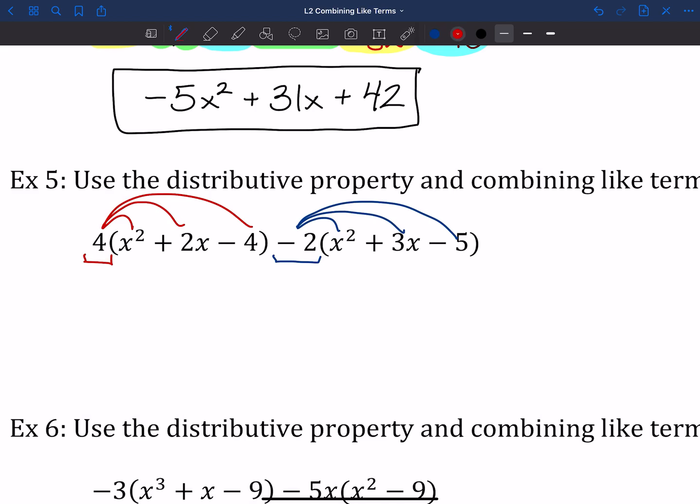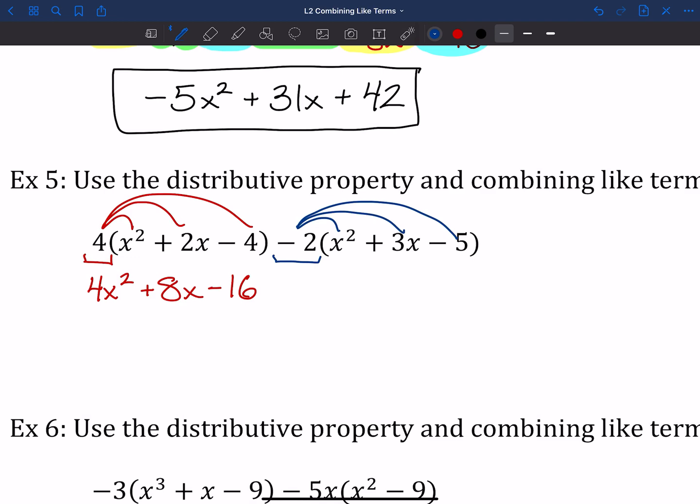All right, so we're going to kind of run through this. 4 times x squared is 4x squared. 4 times 2x is going to give me 8x, and it's positive still. 4 times negative 4 is negative 16. All right, so that's what I'm going to get from that first set of parentheses.